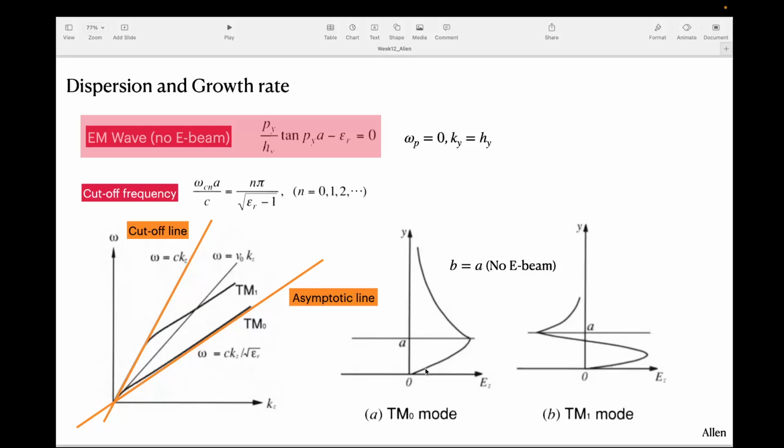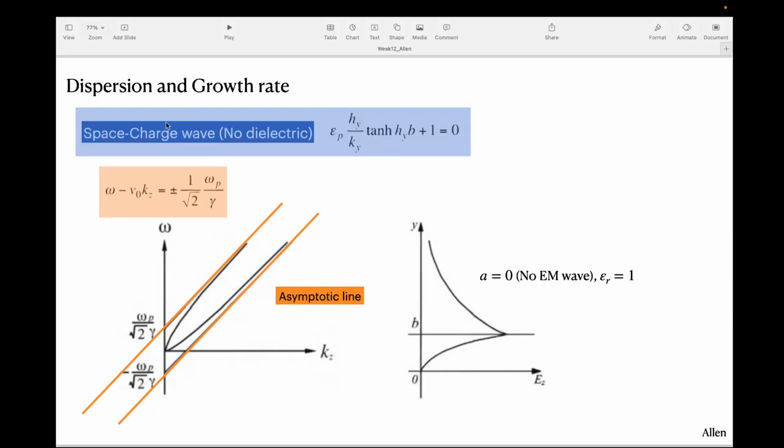And to visualize the field inside the layers, we can see the right hand side here, where we have the TM0 and TM1. And here, because we consider no electron beam, of course B equals to A, so therefore we only have the A term here. And for y larger than A is the exponential decay term, and inside is a sinusoidal wave with different modes.